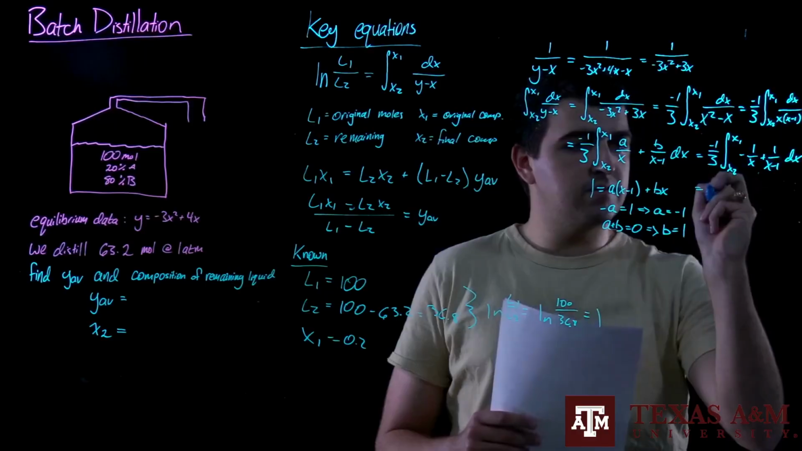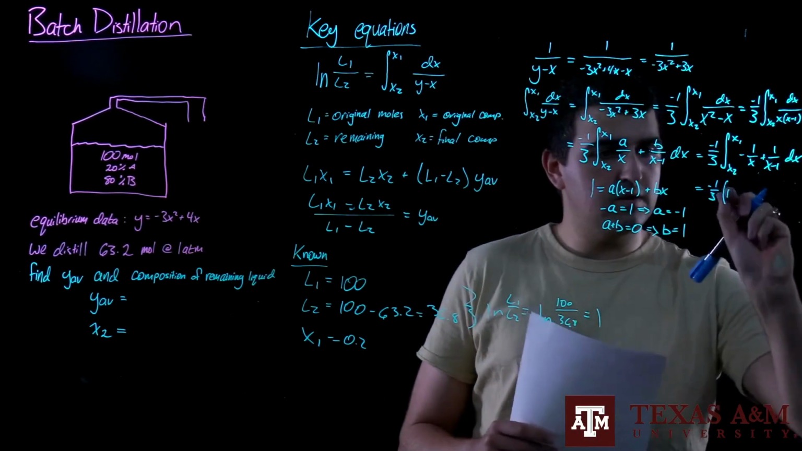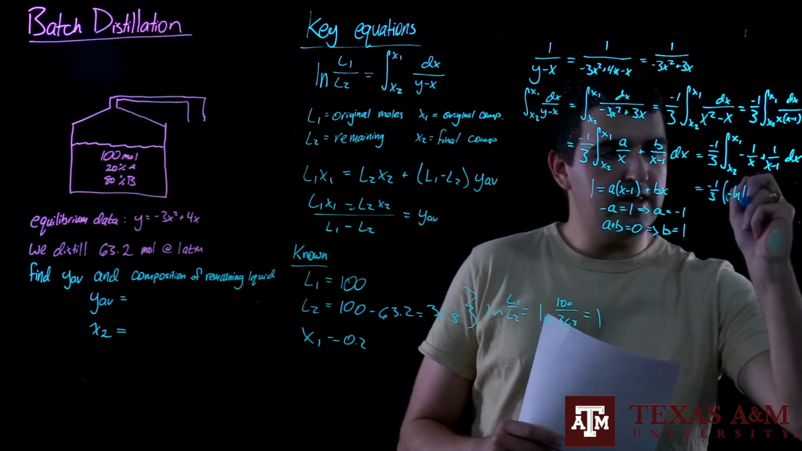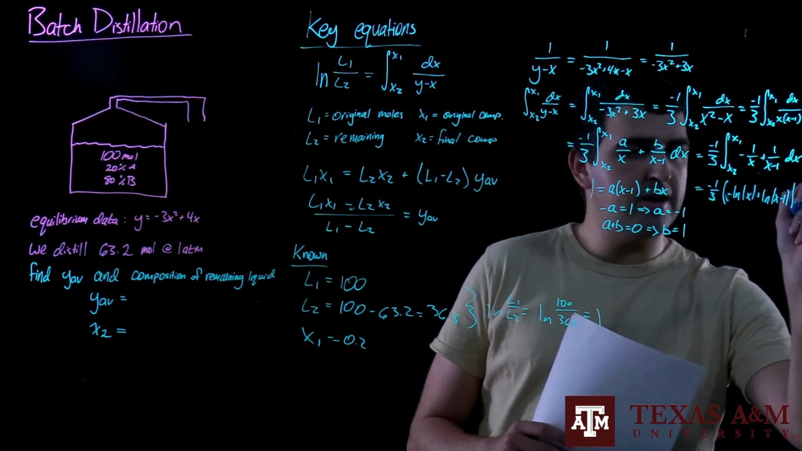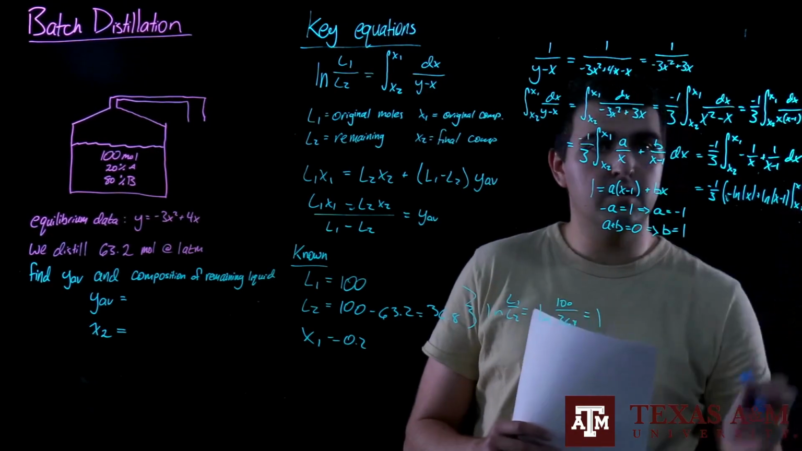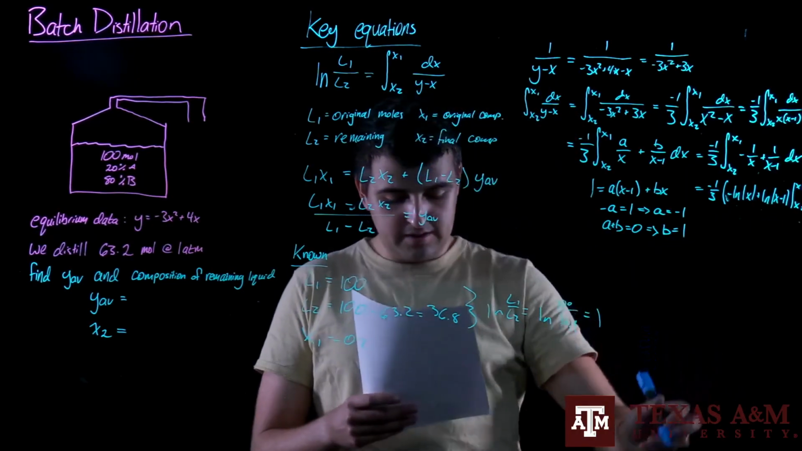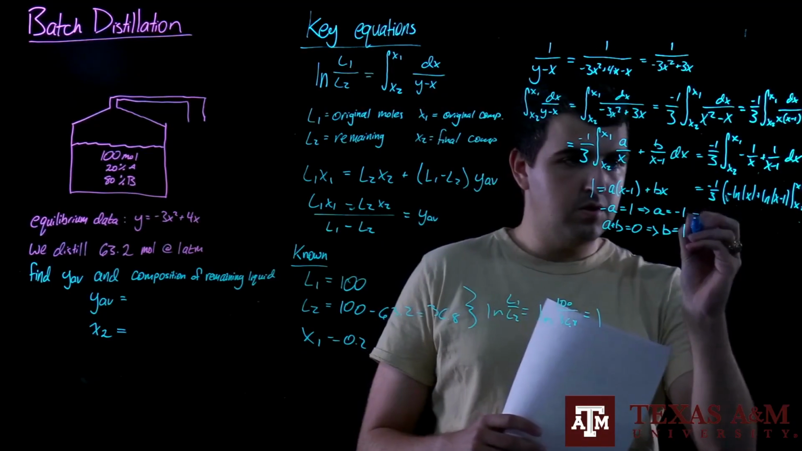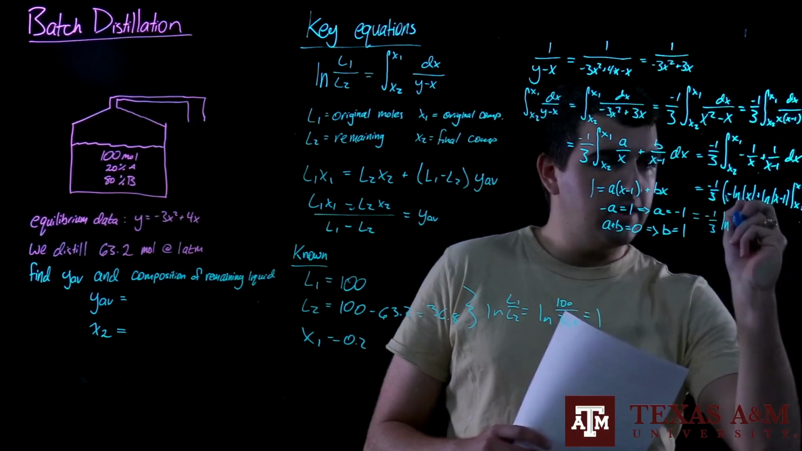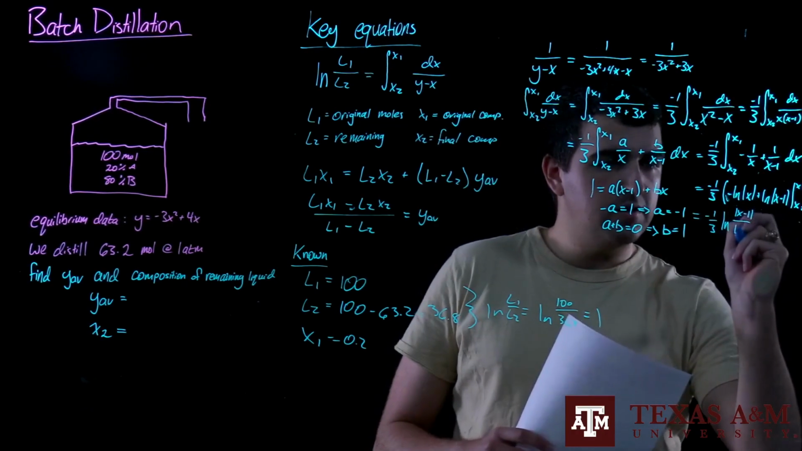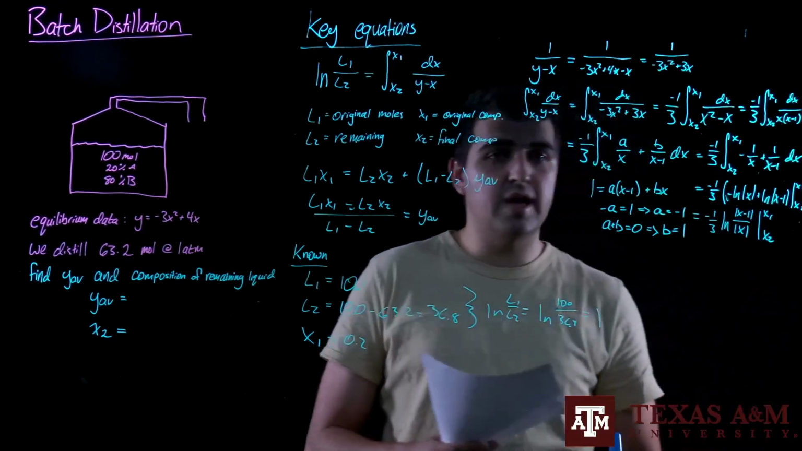So this gives us minus 1/3 times minus ln of x plus ln x minus 1, evaluated from x2 to x1. We can use our log rules to go ahead and combine these into 1. So this gives us minus 1/3, the log of the absolute value of x minus 1 over absolute value of x, evaluated from x2 to x1.